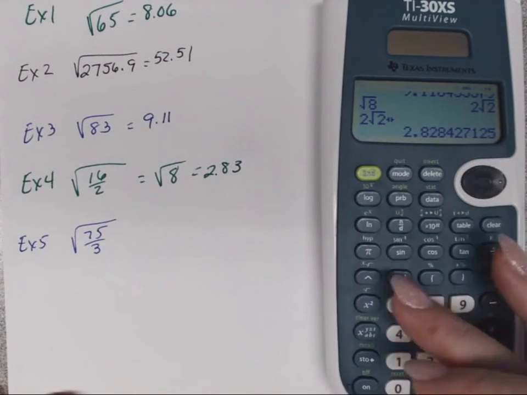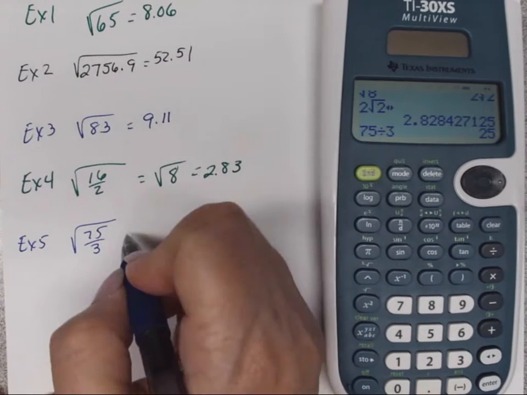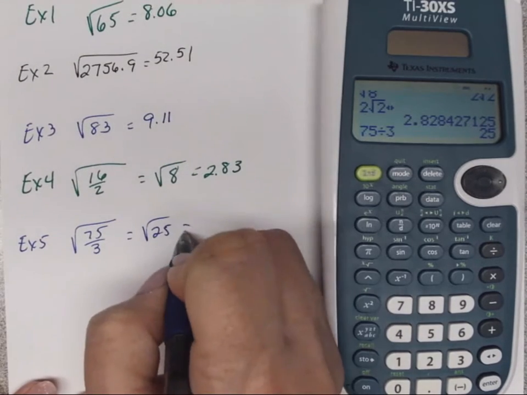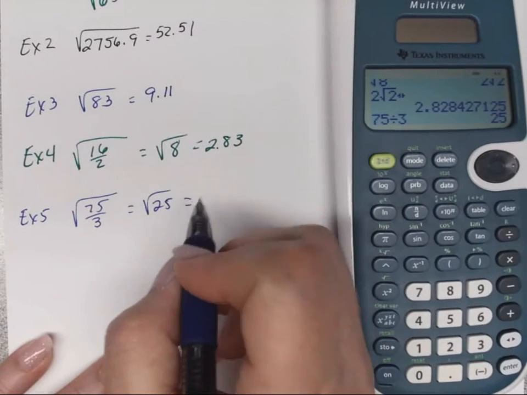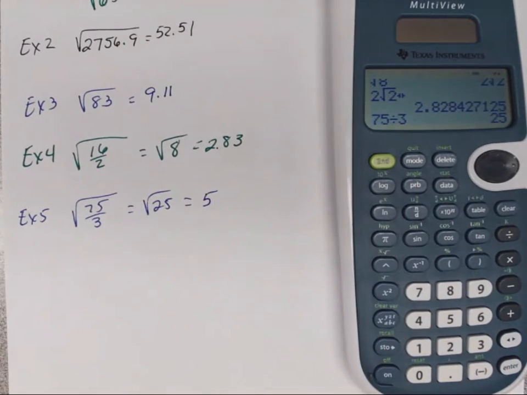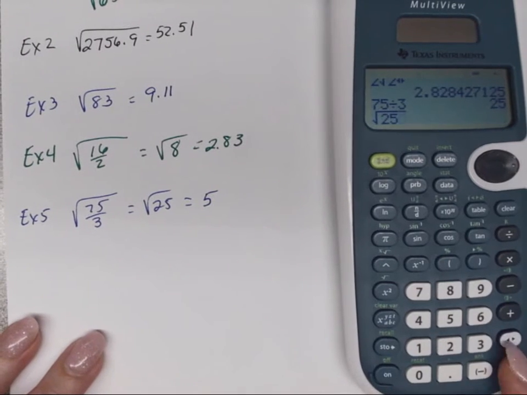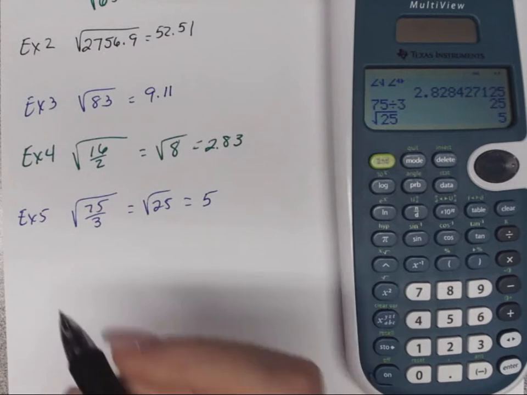Well, 75 divided by 3 will get us 25. So we're looking at the square root of 25. And the square root of 25 is in our example that we started with on the pink paper. And the square root of 25 will be 5. It's 5 times 5. If you don't know, you can easily pop it in there, and you'll get your 5 that way.